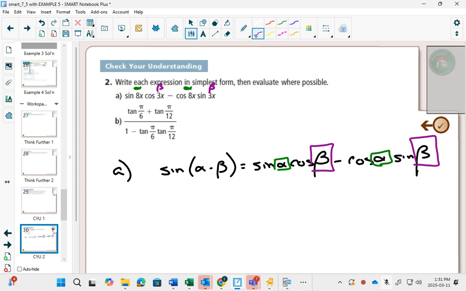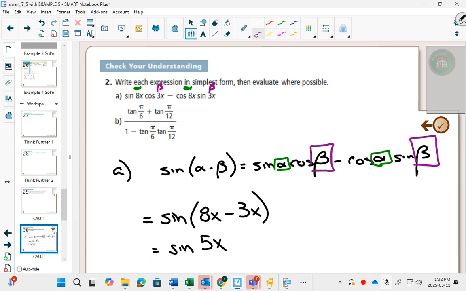So that means I'm allowed to say that this is equal to sine of alpha, which is 8x, minus beta, which is 3x. This simplifies to sine of 5x. Now it still has an x. It says evaluate if possible, but there's nothing to evaluate because we have a variable.